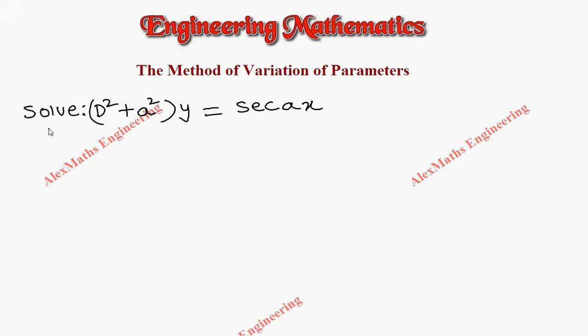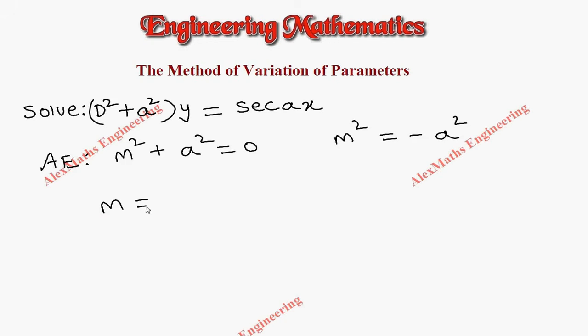In this video, we are going to solve a problem using the method of variation of parameters. As a first step, we have to write the auxiliary equation, which is m square plus a square equal to 0. So from this, m square is minus a square and the value of m is plus or minus ai. So this is of the form alpha plus or minus i beta. So by comparison, alpha is 0 and beta is small a.